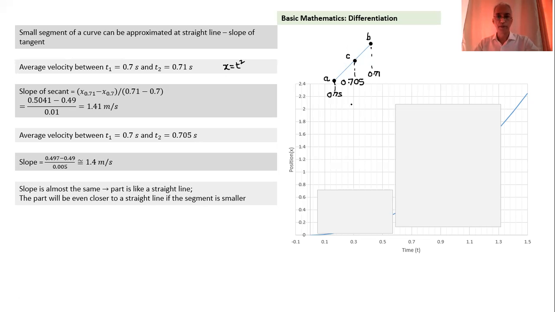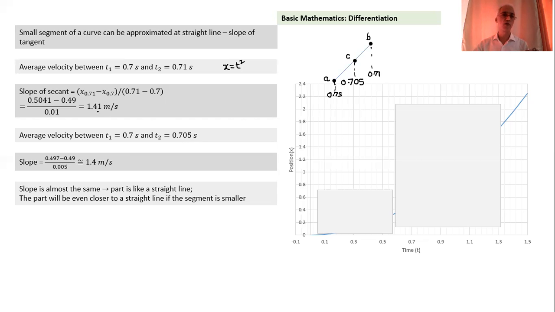What else do we understand from here? We were interested in finding velocity at 0.7 second. Now, if I am calculating average velocity in a time interval very close to 0.7 second, though it is average velocity, we can think it will be very close to instantaneous velocity. See, here the time interval was 0.01. Now we have made it 0.005. If we keep making the time interval smaller and smaller, we'll reach something called instantaneous velocity.